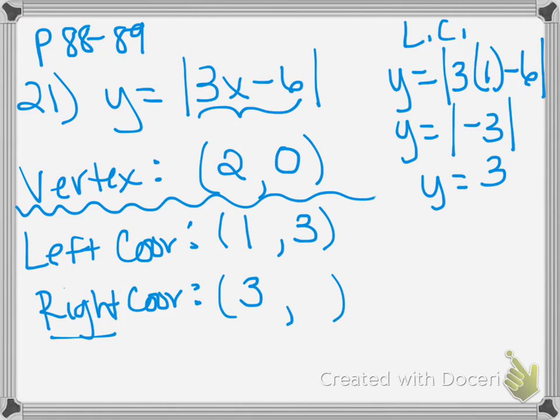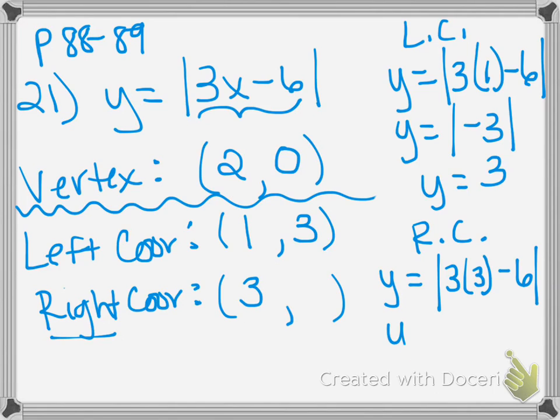Now let's talk about my right coordinate. I have y equals the absolute value of 3 times 3 minus 6, and then I finish the absolute value. 3 times 3 is 9. 9 minus 6 is 3. So the absolute value of 3 is 3. And you might be sitting there like, what? I got the same thing. Okay? That's actually a good thing.